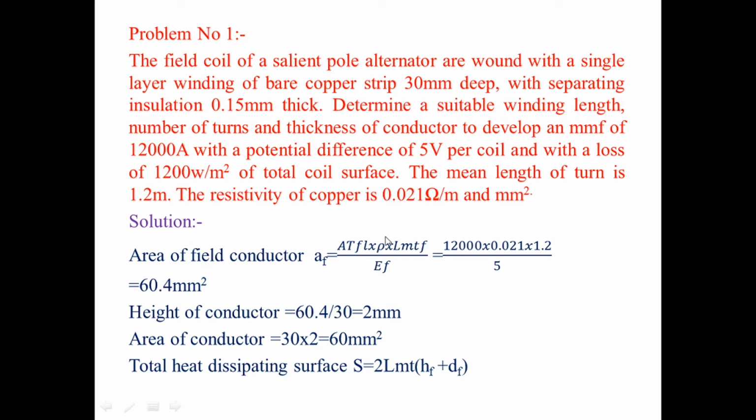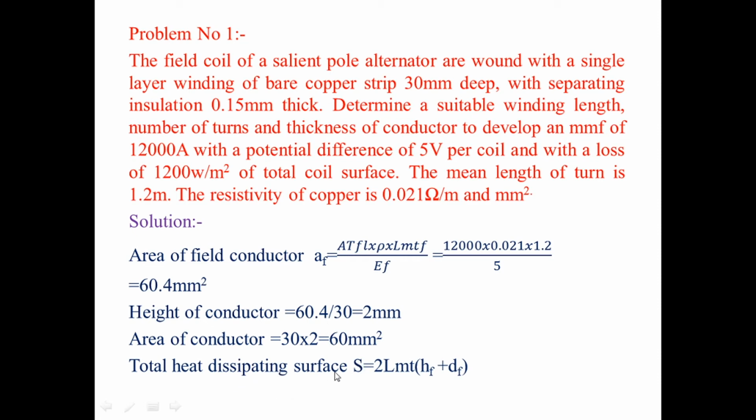If you divide it by the depth of the field winding, you will get the height of the conductor. So that is 2 millimeter. Since 60.4 is in millimeter and the depth of the field winding is also in millimeter, the height of the conductor is 2 millimeter. So the new area of the conductor is 30 into 2, that is 60 millimeter square.